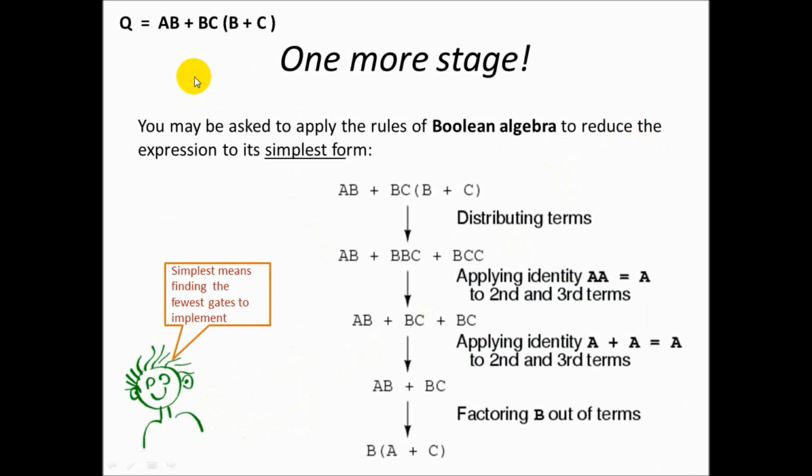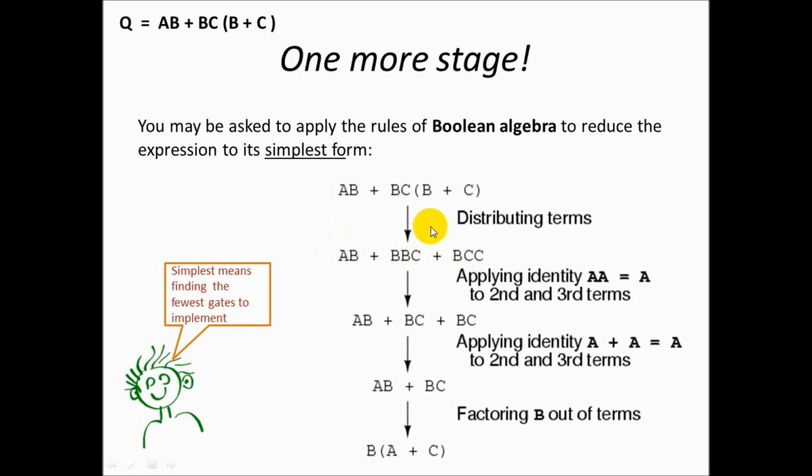There's one more stage, and that's actually the simplification of this expression. You might be asked this in an exam to simplify that, and this is where we apply Boolean algebra theorem or Boolean algebra rules. If you look at AB or BC, B or C, and we call that distributing the terms, so it becomes AB or BBC or BCC.